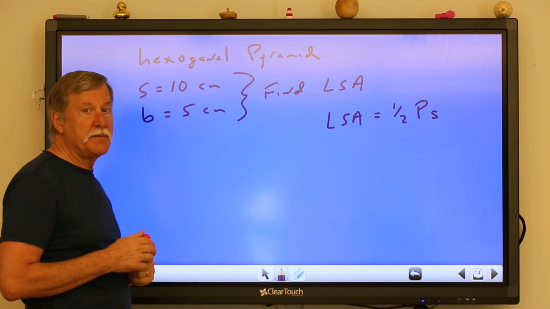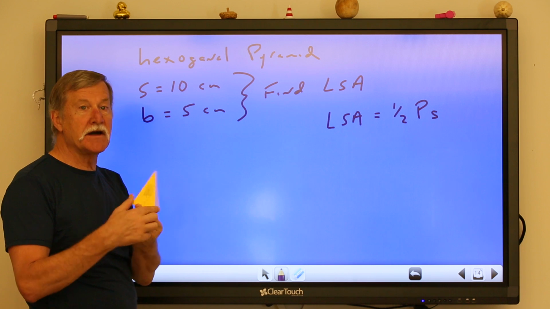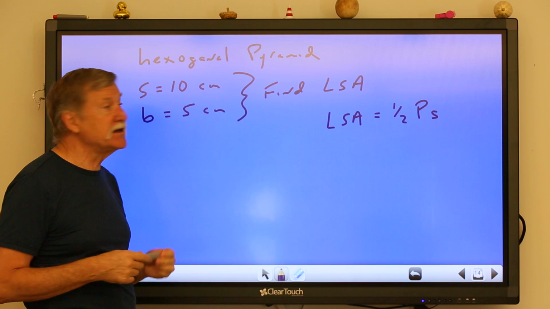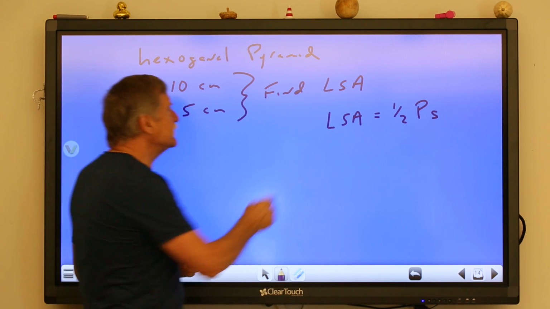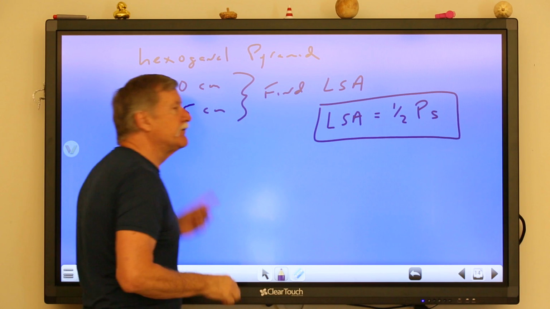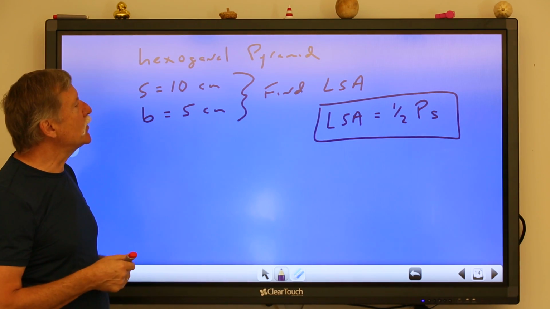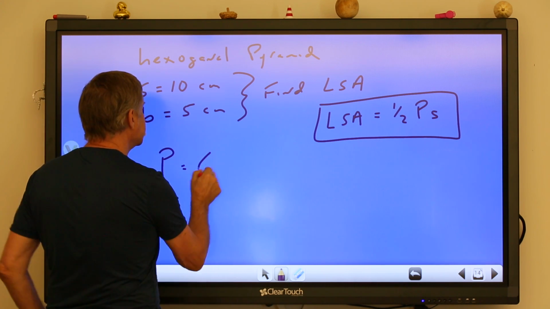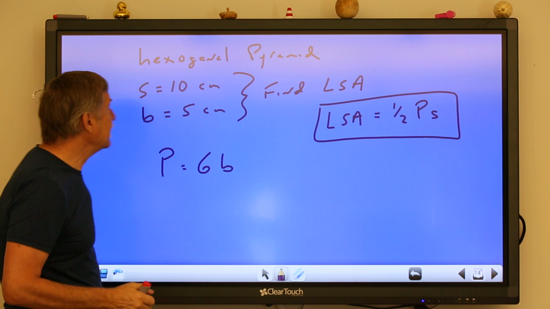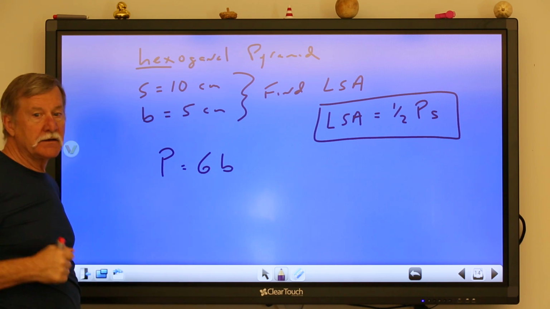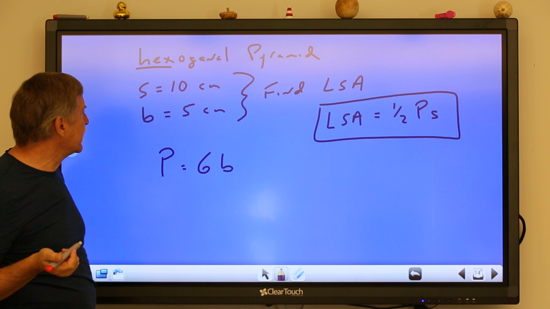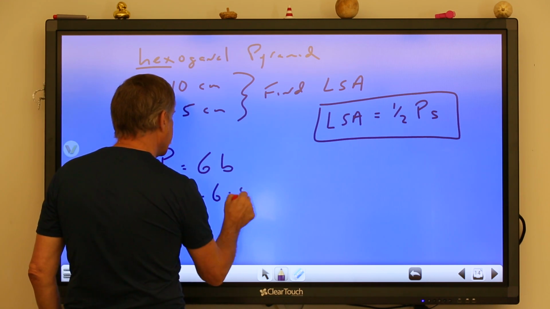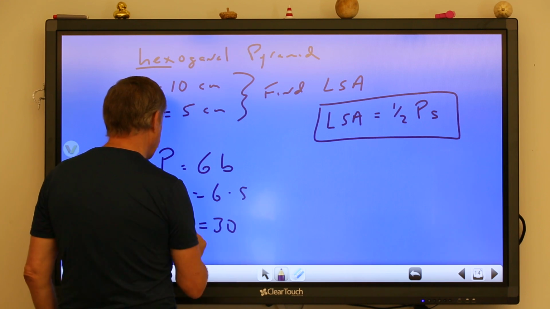And the length of one of the bases that's going to make the bottom of one of those hexagonal bases and form a triangle is 5 centimeters. So we want to use this formula. The lateral surface area of this hexagonal pyramid is 1/2 the perimeter times the slant height. Well, the perimeter is going to be 6 times the base, because hexagonal means 6 sides. So I've got 6 sides and each one of them is 5 centimeters long. The perimeter equals 6 times 5.